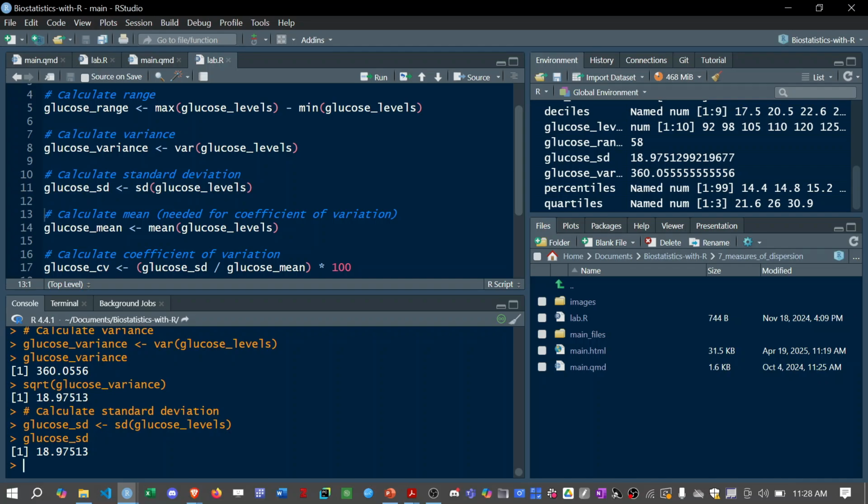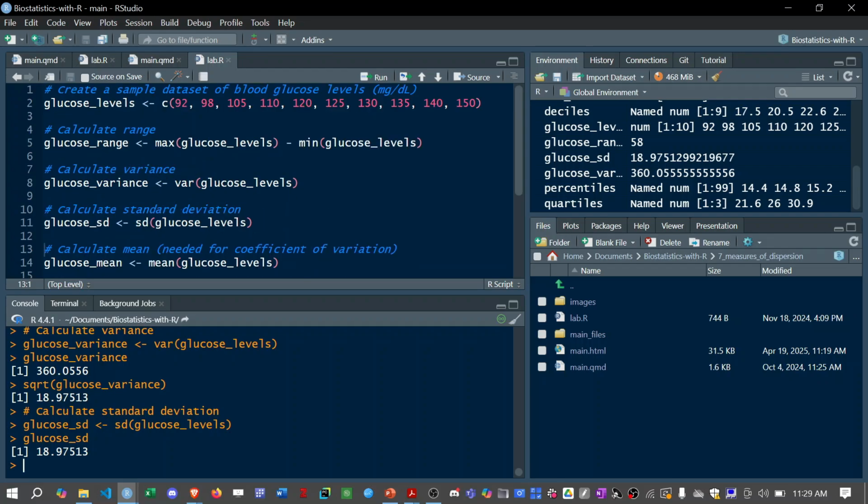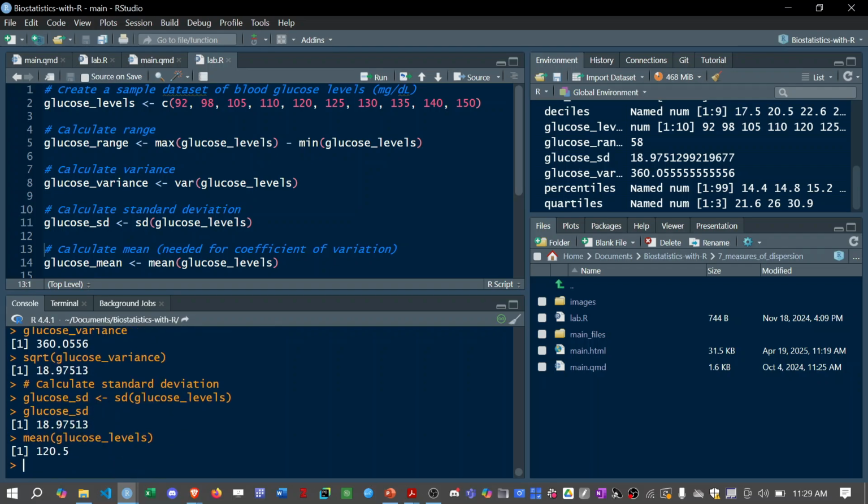So the main measurement of spread I'm going to be explaining the interpretation of, which you are going to be using in real life cases, is the standard deviation. So now you can see that we have 18.97 as our standard deviation, or let's just approximate it to 19. Our standard deviation is 19. Let's just approximate it just for example sake. And now let's get the mean. Let's see what the mean of our data set is. So the mean of the glucose levels is 120.